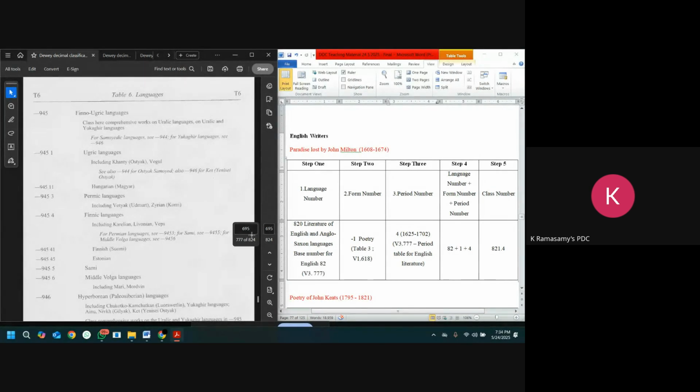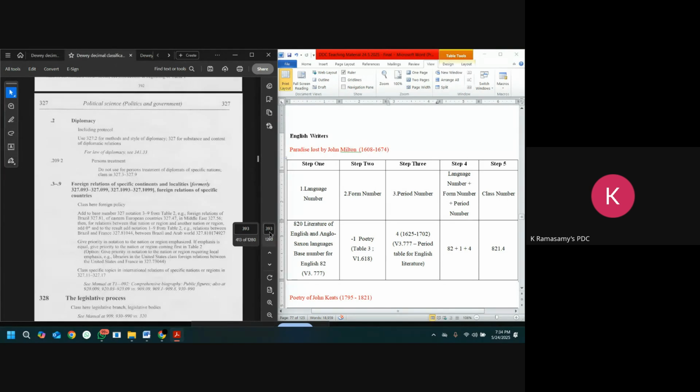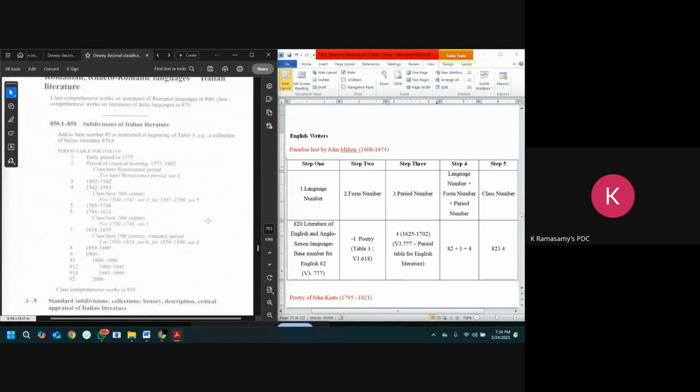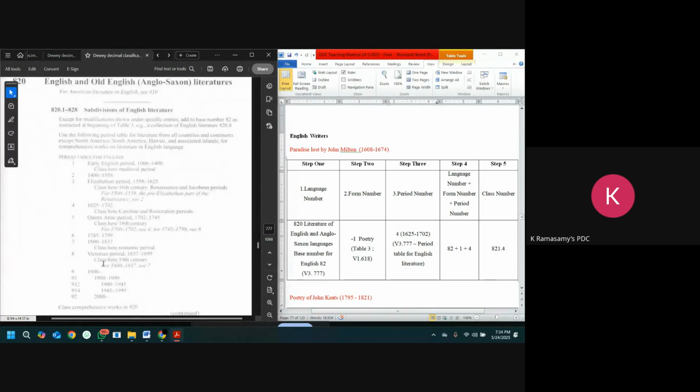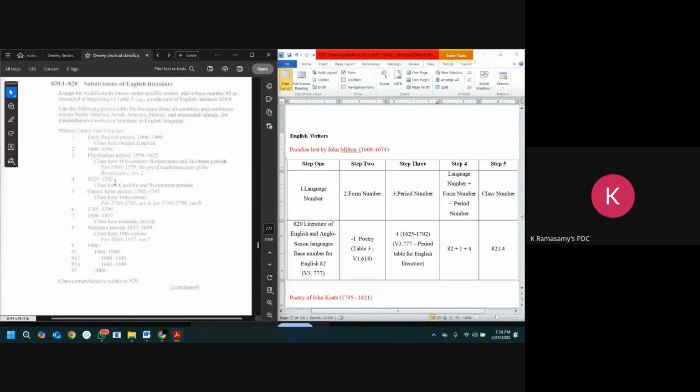Okay, where? I'll go to my volume 3. In volume 3, let me go to the page number. See, English. This is a period table for English. Okay, period English. Please understand. The form number is taken from table 3A. Table 3A is a part of volume 1.